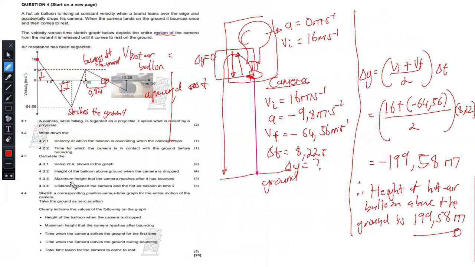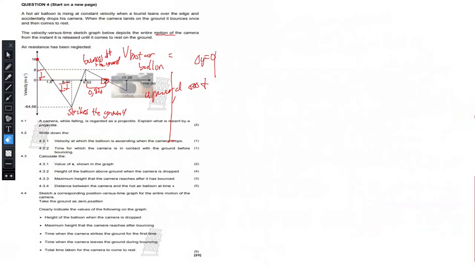4.3.3 says, calculate the maximum height that the camera reaches after it has bounced. So, okay, let's come back here. Remember, we said here, this is when it bounces off the ground. When it bounces off the ground, where is it going? It is going to the maximum height, which is at point X. Now, we already know that the time it took from here, from bouncing off the ground to the maximum height, is 0.82 seconds.